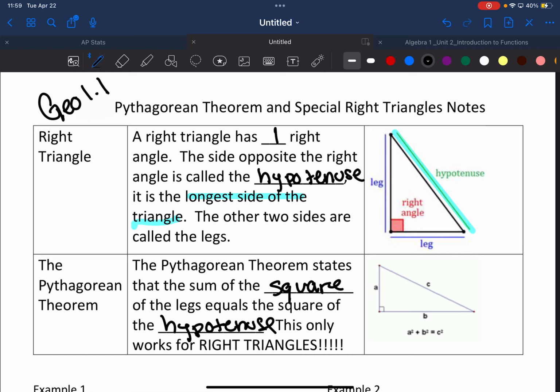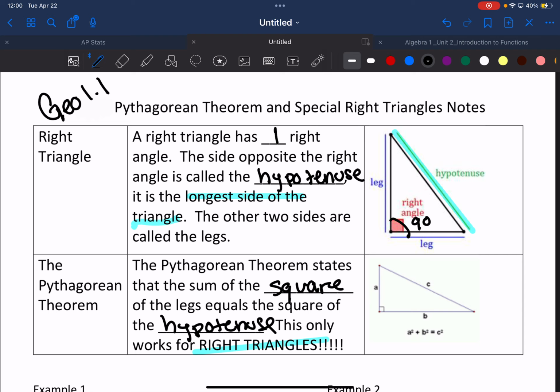This is only true for right triangles. So can we use the Pythagorean theorem on different triangles that are not right triangles? Nope, it's only for right triangles. And then a right triangle has what angle? How many degrees is a right angle on a right triangle? 90 degrees. So right here, 90 degrees. It's going to be depicted as a little box in the corner.